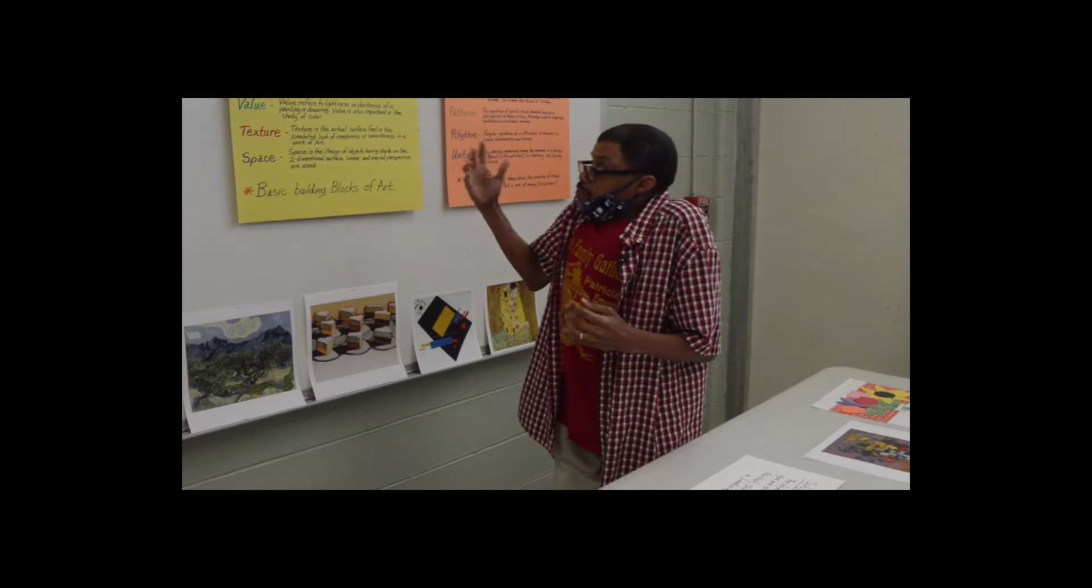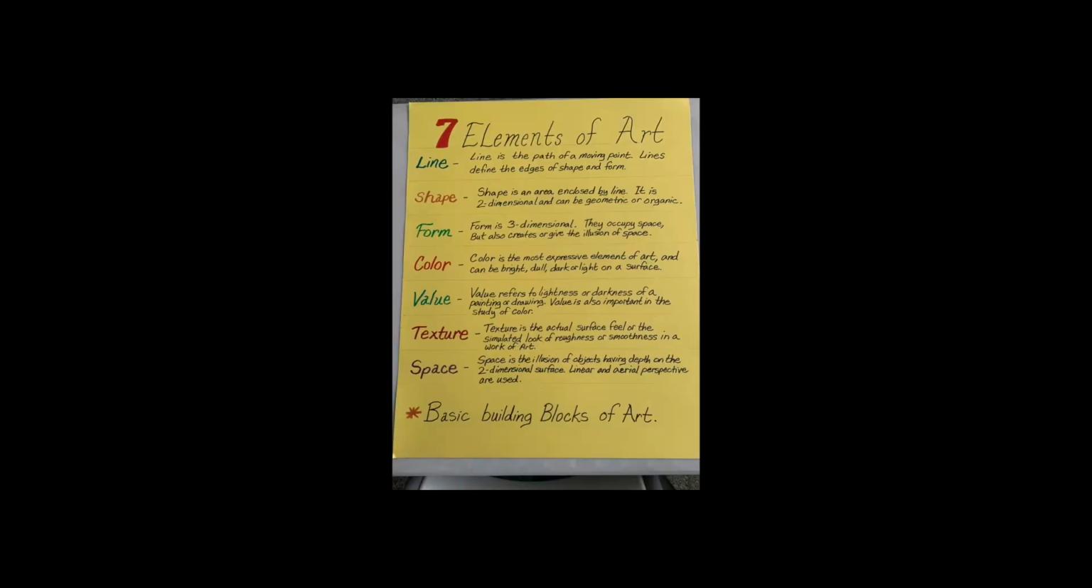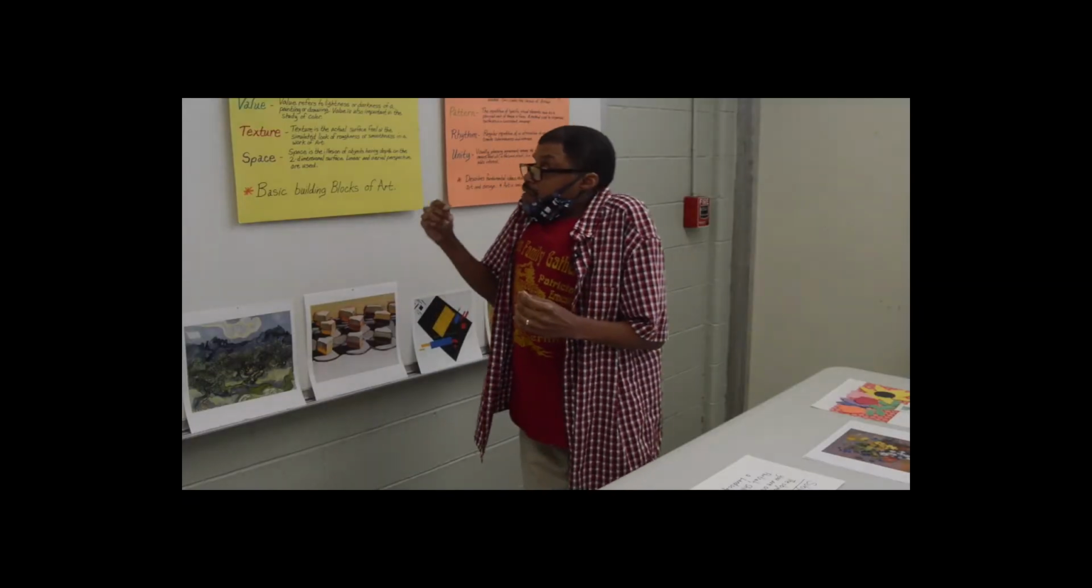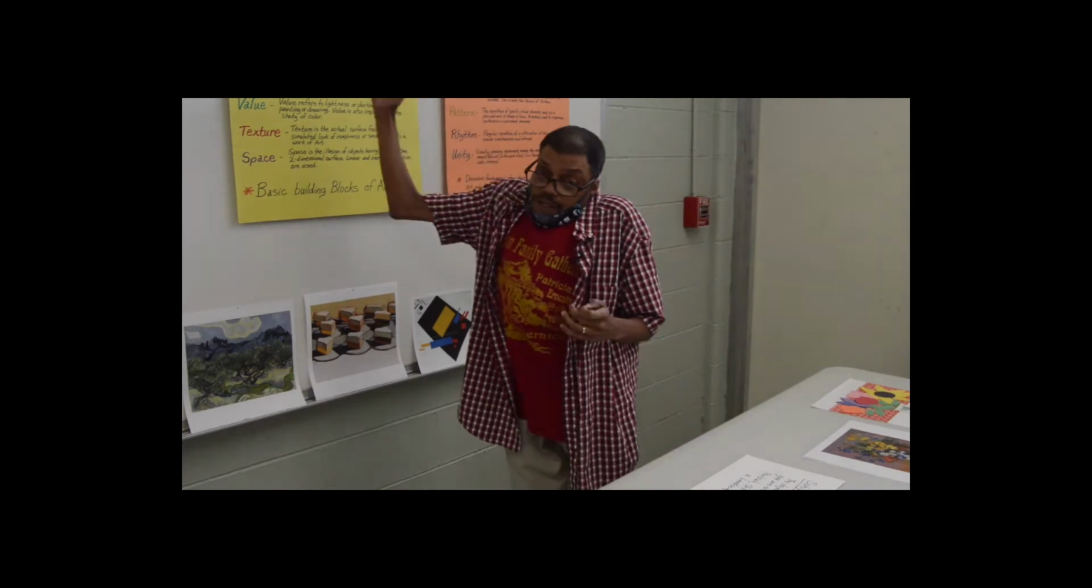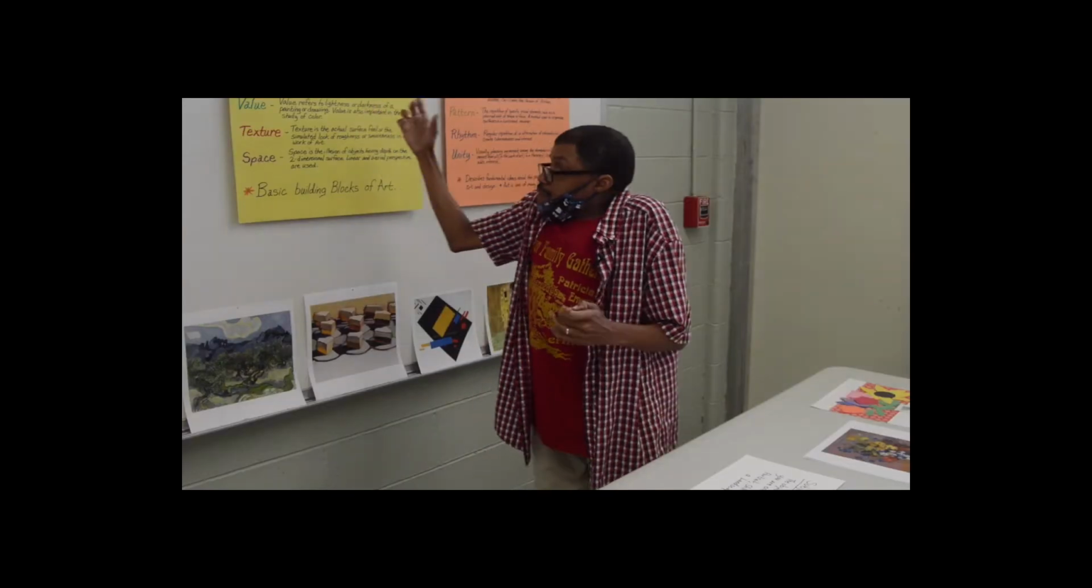Today I wanted to talk to you guys about the terminologies that we use in art. There are 7 elements of art, which is the basic building blocks of art. The first element of art is line, and line is the path of a moving point. Lines define the edges and shape and form.